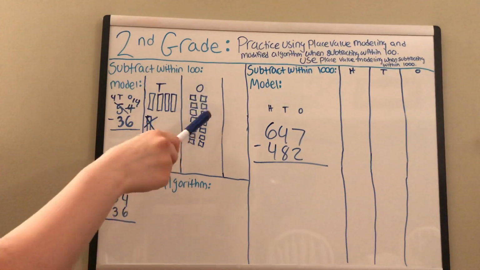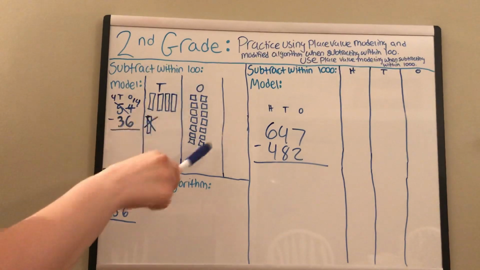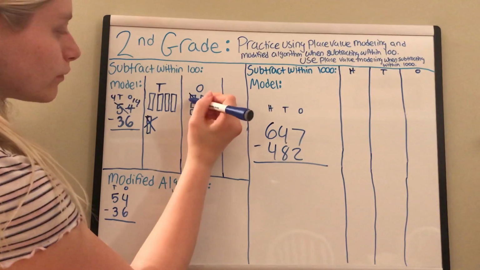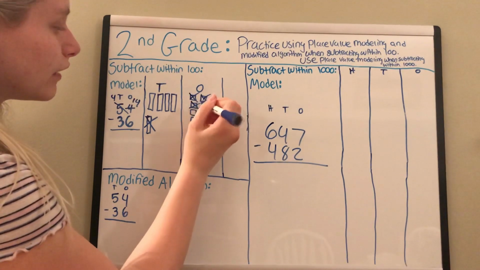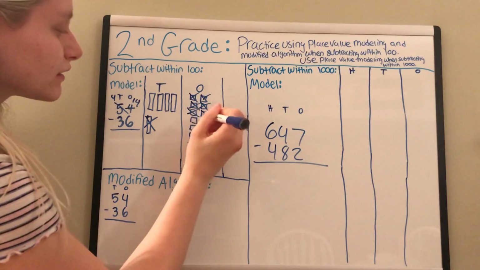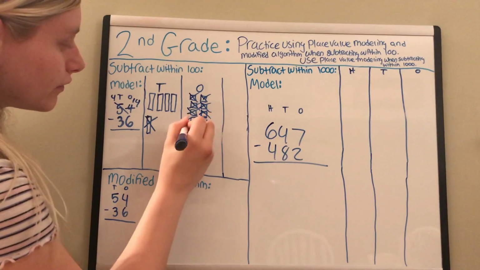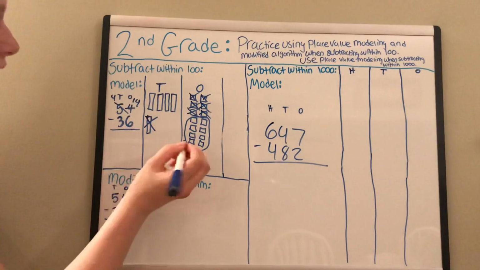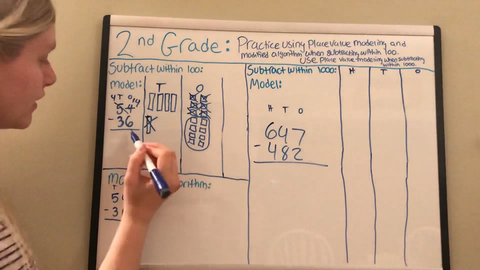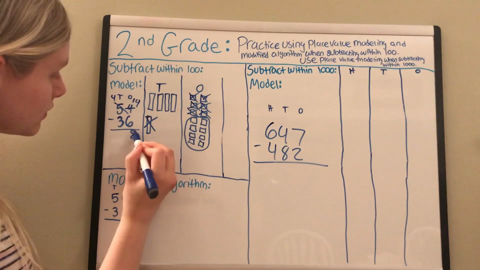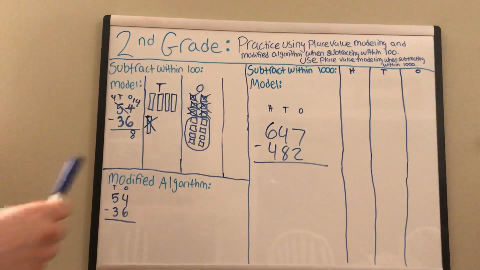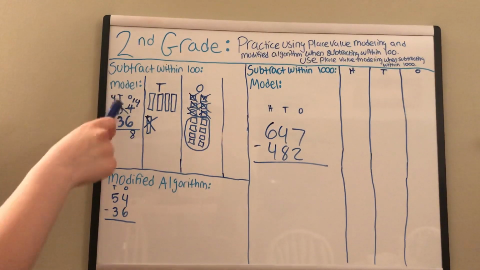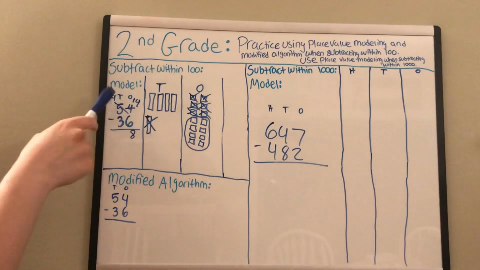Students will now be able to subtract 14 minus 6. So they would go into their ones column and they have 14 ones. So they would take away 6. They would take away 1, 2, 3, 4, 5, 6, and they are left with 8. So they would see 8 here and then they would put 8 right here. Now they move on to the tens. They subtract the tens. So they would subtract 4 minus 3.